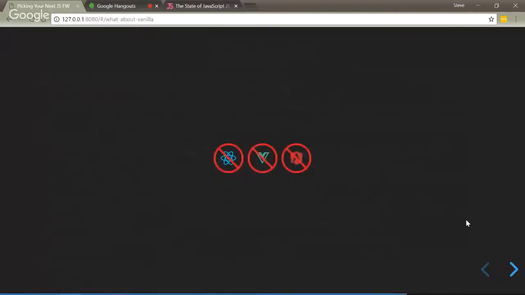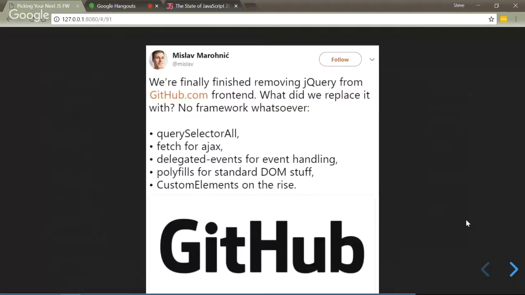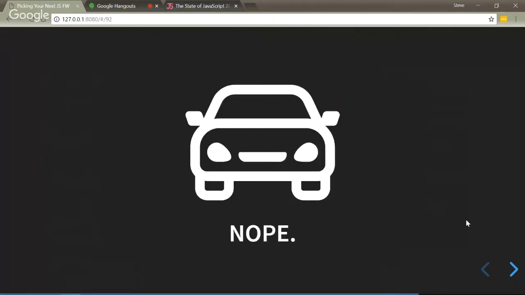Okay, last but not least on options, none of the above. Why are we using any of these? Unless you're in a job that requires you to use a framework, don't use it, just learn it. You know, there was a gentleman that made this point: the knowledge of the actual framework will expire fast. The knowledge about how frameworks work will serve you forever. And GitHub was a case of somebody; they make some pretty nice arguments for doing this. I say no for almost all cases.